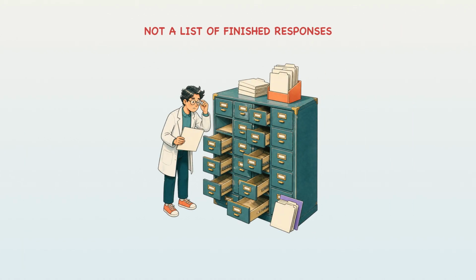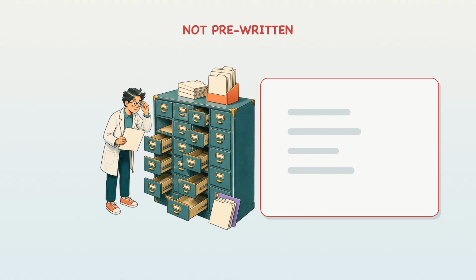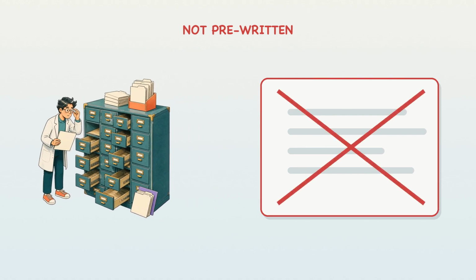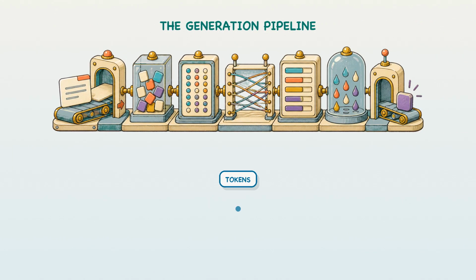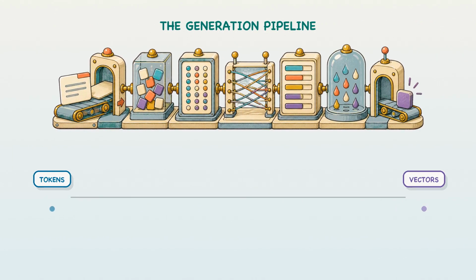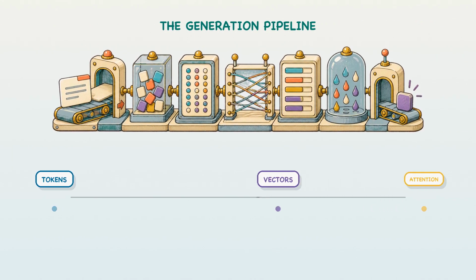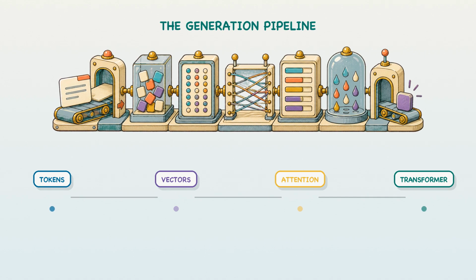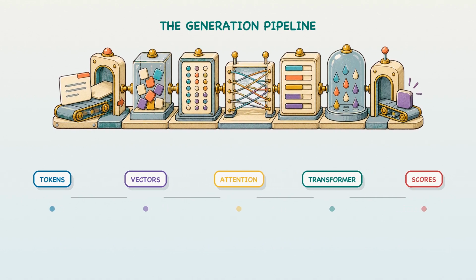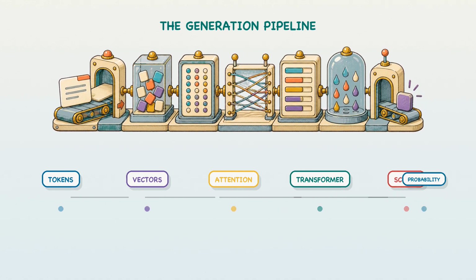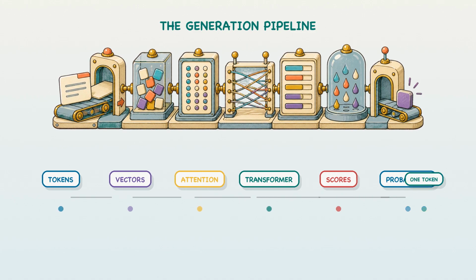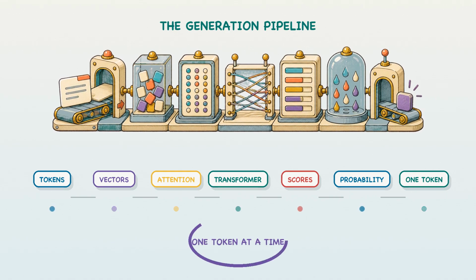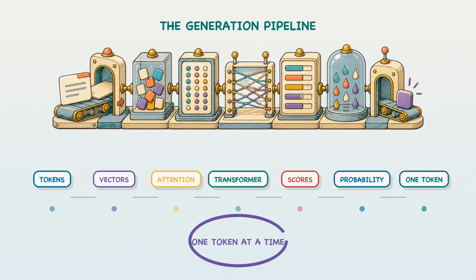So when you ask ChatGPT a question, it is not searching through a giant list of finished responses, and it is not writing the entire answer first and then revealing it to you. Your input becomes tokens. Those tokens become numerical representations. Attention helps the model understand their relationships, the transformer processes that context. Every possible next token receives a score. Those scores become probabilities. One token is selected, then the whole process continues, one token at a time.